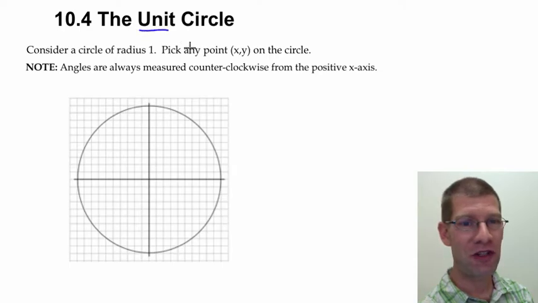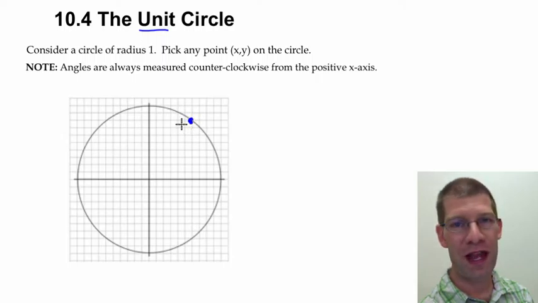First thing, when they refer to a unit, well, we're going to be talking about a circle. And for the circle, then, the unit circle has a radius of 1. So consider a circle with a radius of 1, and then they're going to pick a point on the circle. They're going to call that point x and y.